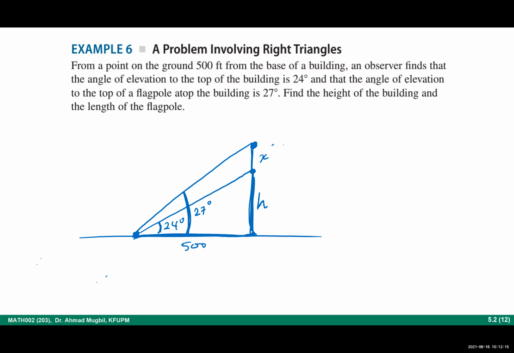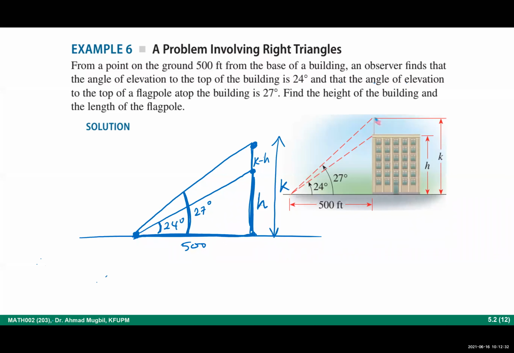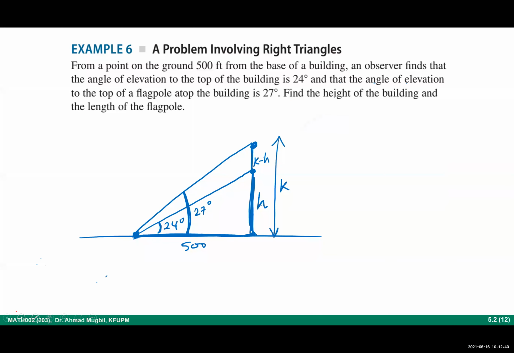Let's call this from here to here K, to make it easier. The whole one is K. This will be what, ya shabab? This will be K minus H. So now we need to find H and K. To find H, it is not difficult at all to find K. Let me change the color. Okay, and go back. Now to find H, ya shabab, we will use this right triangle.